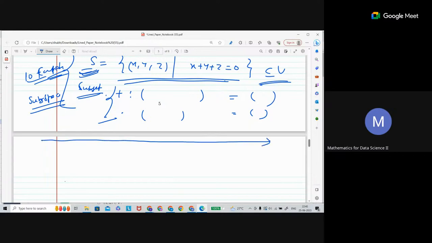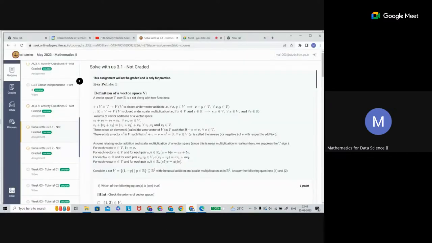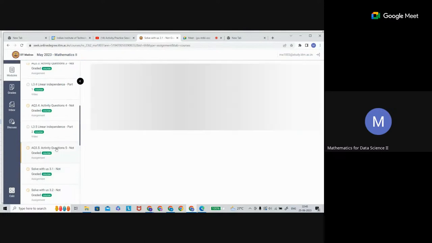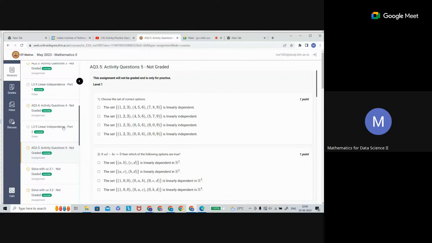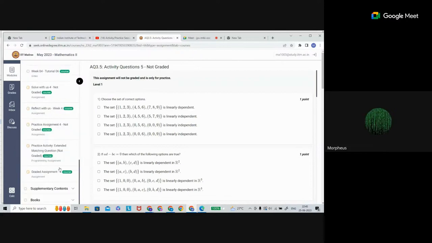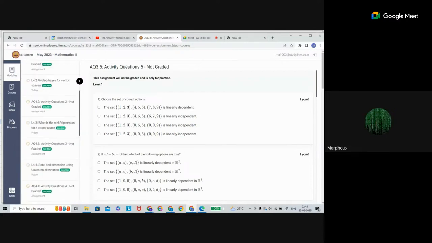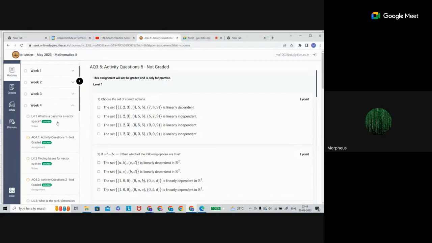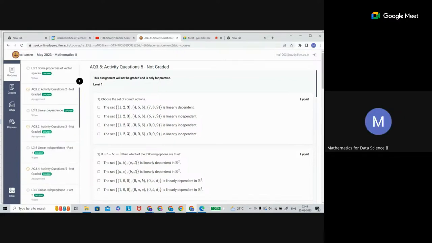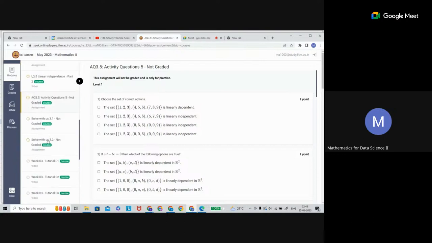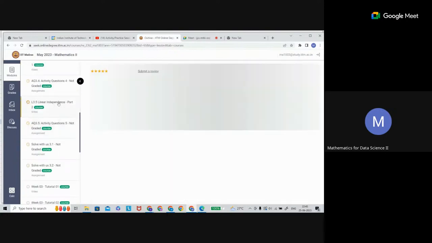Many times I don't know what is taught in this class. Let me check what the professor is telling. How do we check independent and dependent? In the class, independent means it has only the trivial solution, right? Yes, so let me tell you, this is very easy.